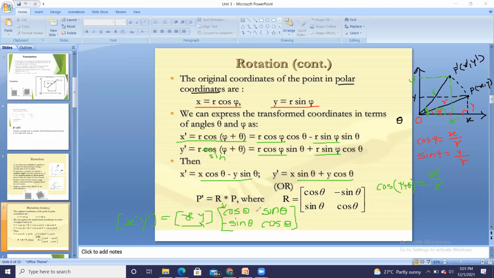So when we carry out the anti-clockwise rotation, this is your matrix T, because our resultant matrix P dash is always equal to your original P into the transformation matrix. So P dash is equal to P into T. So this becomes your transformation matrix, which is totally dependent upon the angle of rotation.